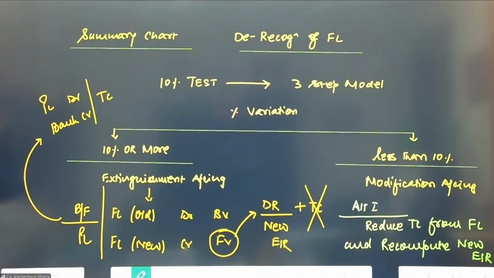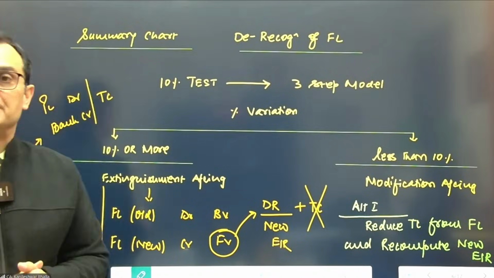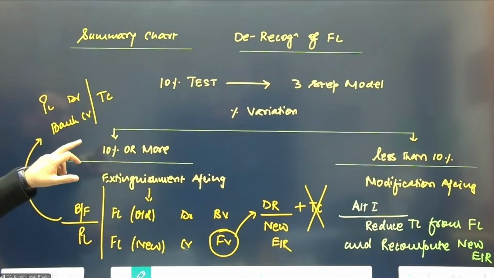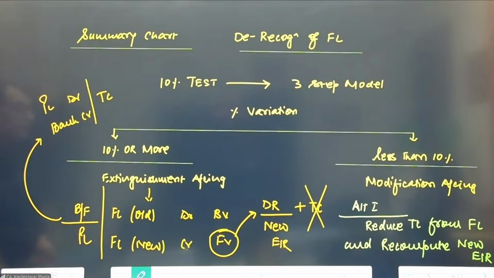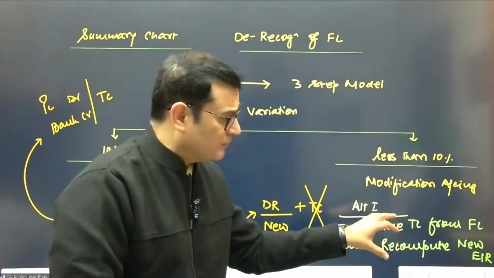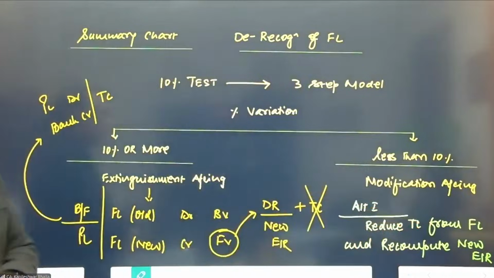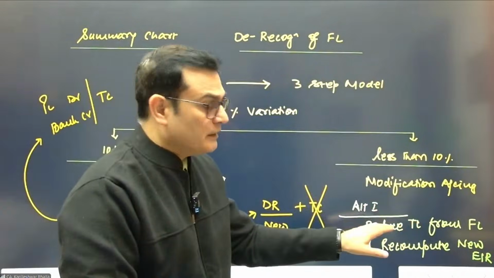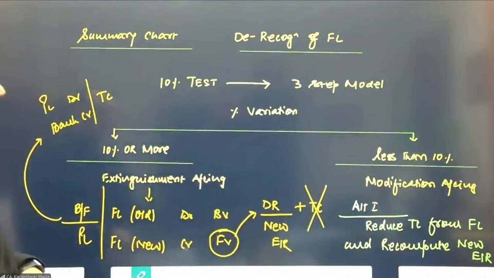So I think that summarizes the input in terms of once you apply a 10% test and you get the result that the variation is 10% or more, extinguishment accounting, and if it is less than 10%, modification accounting. So what is the first alternative which is there? I'm not giving the second alternative because this is the only alternative treatment which is given, that you reduce the TC from the financial liability and recompute the EIR. So depending upon the percentage variations, two different accounting treatments are given.